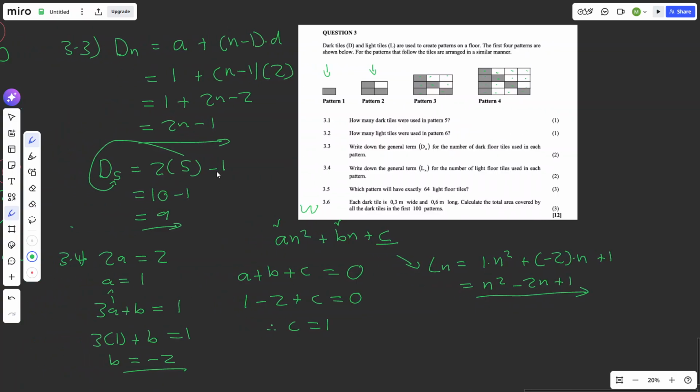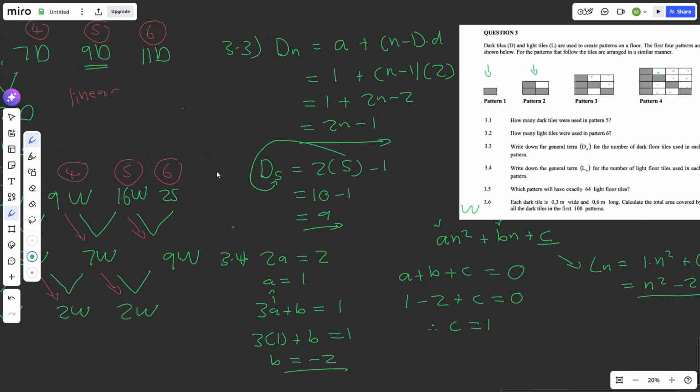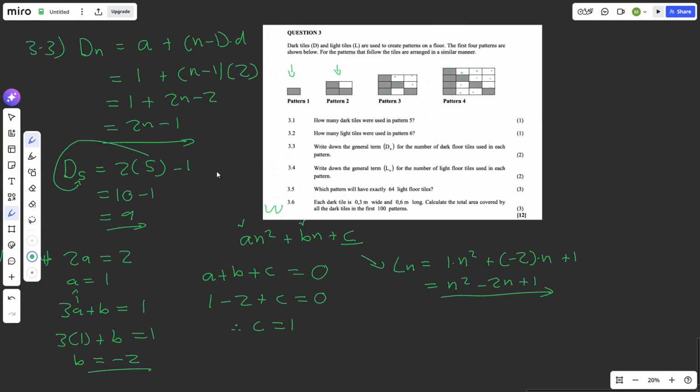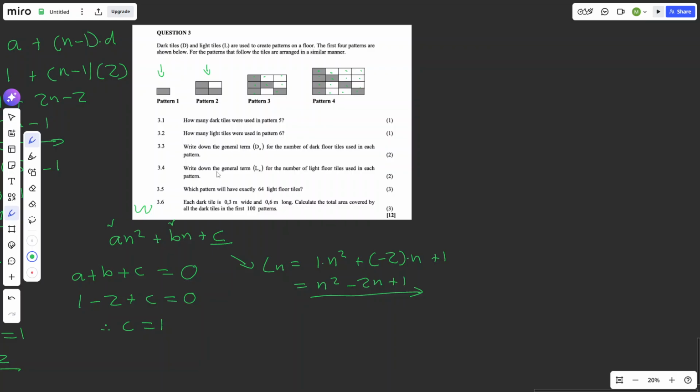But before we conclude, it's better to test it out. Let's check it out with this one here that we had derived, the sixth pattern. So for the sixth pattern, we expect to find 25 white tiles. So now let's see that. L6 is equal to 6 squared minus 2 times 6 plus 1. So this is equal to 36 minus 12 plus 1.